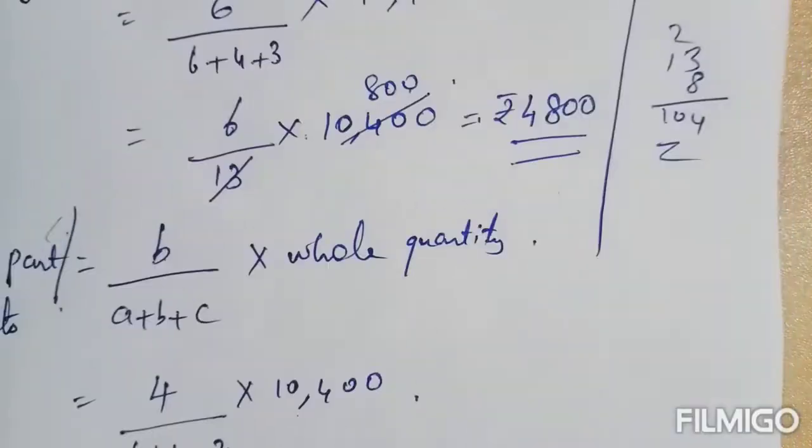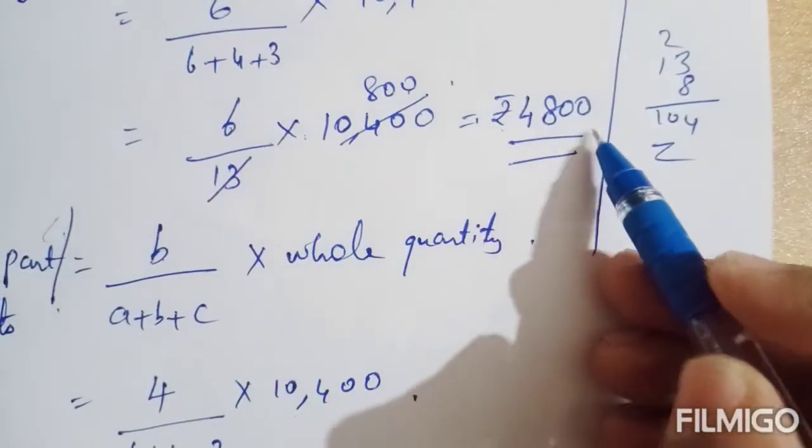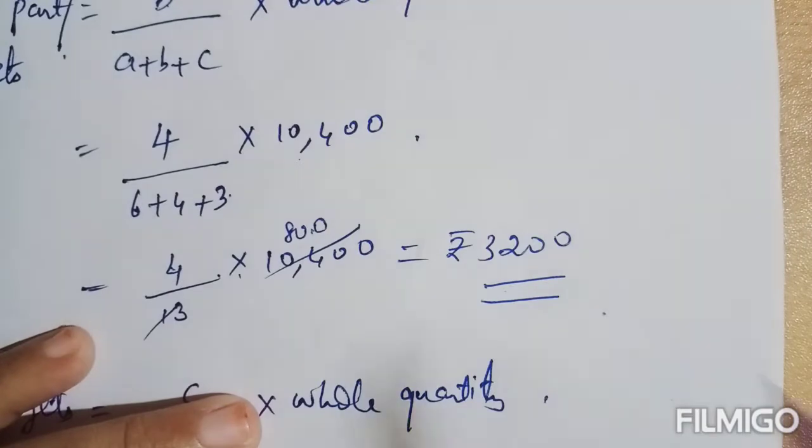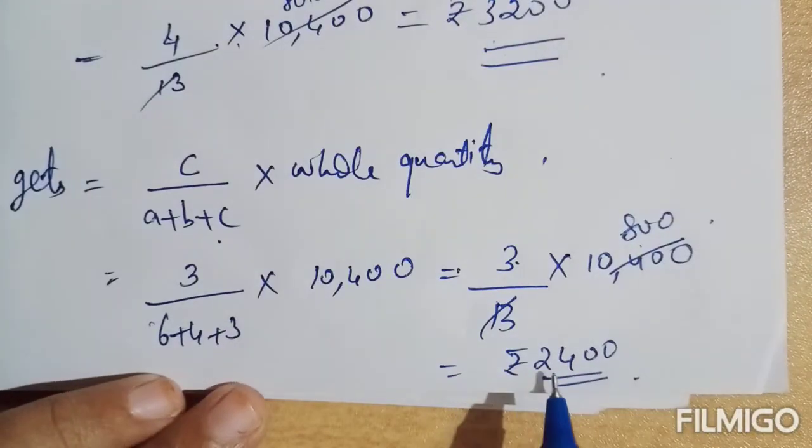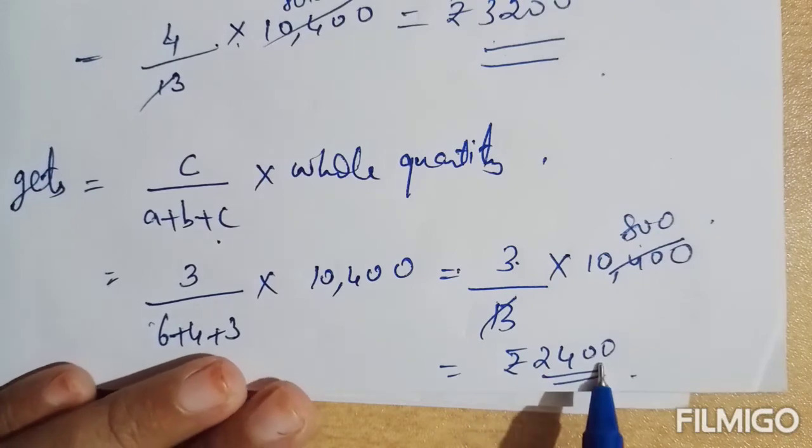So the amount A gets is rupees 4,800. The amount B gets is rupees 3,200. And the amount C gets is rupees 2,400.